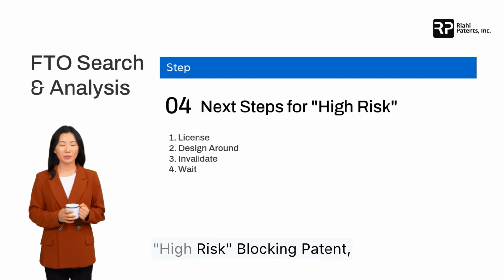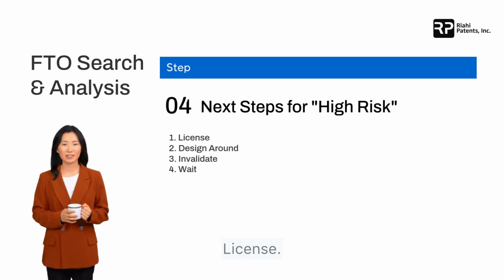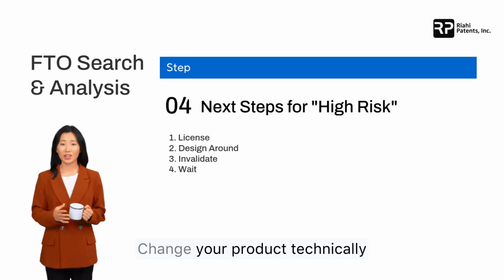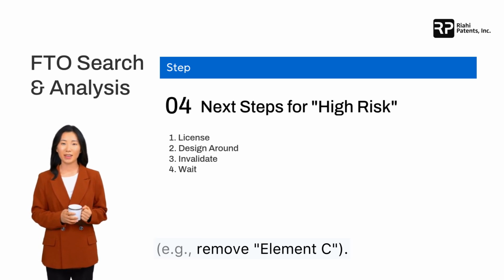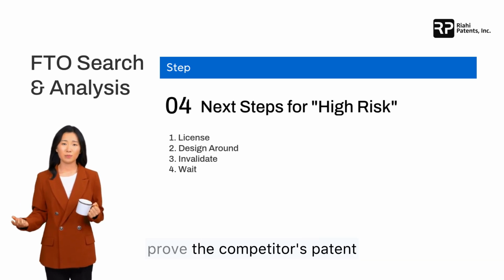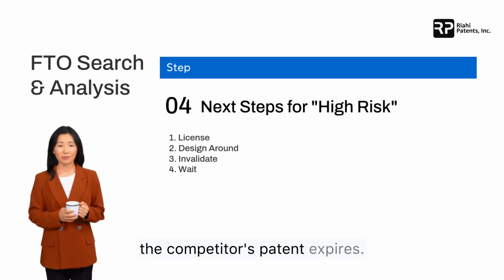If you find a high-risk blocking patent, you have four options. One, license: pay the patent owner for the right to use the technology. Two, design around: change your product technically so it no longer matches the patent claims, for example remove element C. Three, invalidate: go to court or the patent office to prove the competitor's patent was granted in error and should be canceled. Four, wait: delay your launch until the competitor's patent expires.